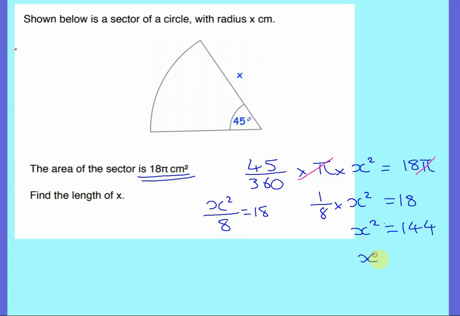To square root that, I'm not going to write plus and minus 12. I'm only going to write the positive value because we're talking about a physical length. We can't have a length of minus 12. And I should put in there centimeters.